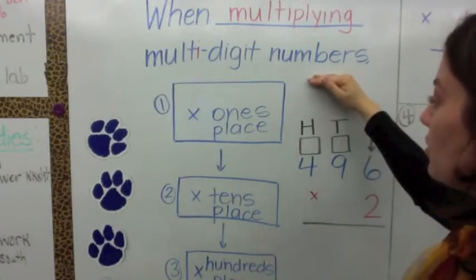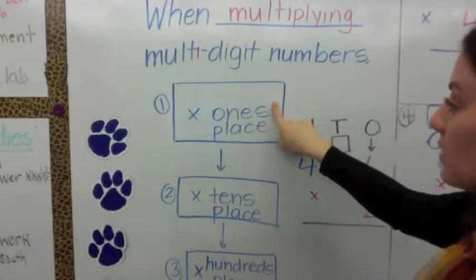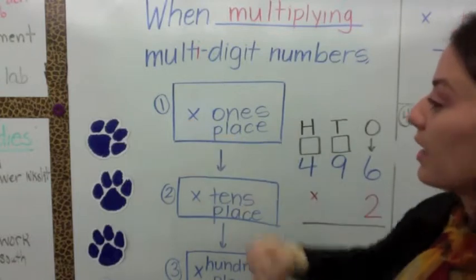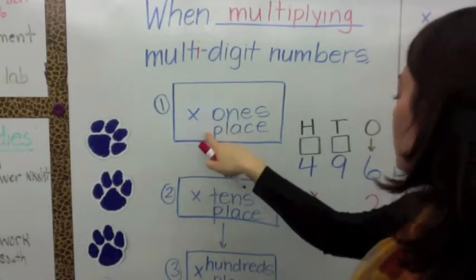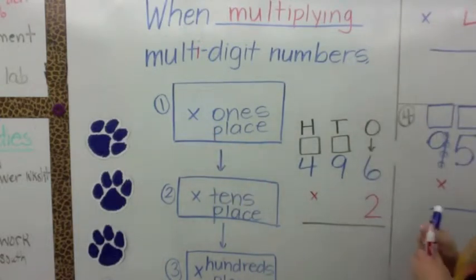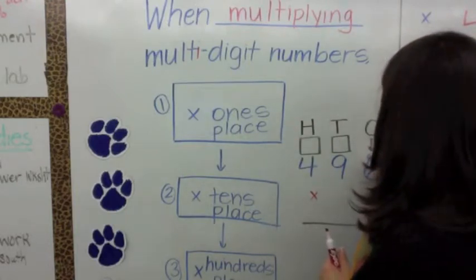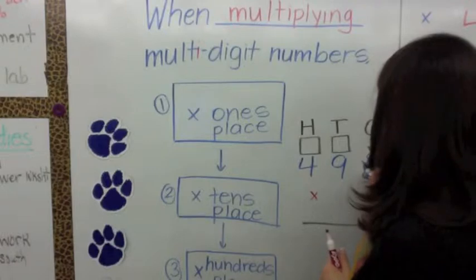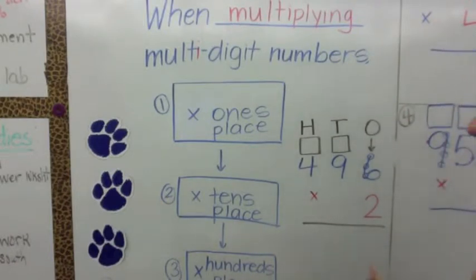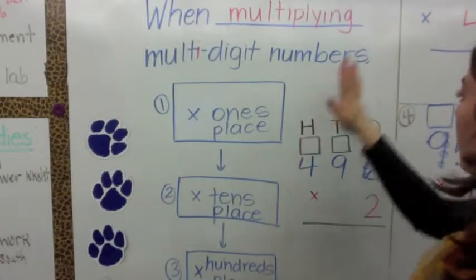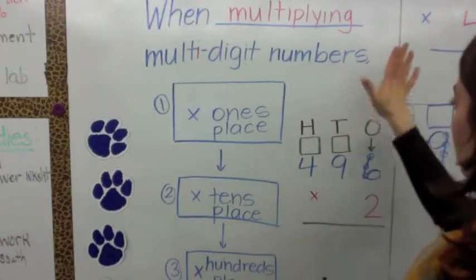The first thing you have to do is multiply the ones place, okay? So put multiply, that x means multiply, the ones place. All right, so go ahead and write what's in this first box. Okay, so let's just take a look at the ones place. The ones place is on the right. It's on the what? It's on the right.